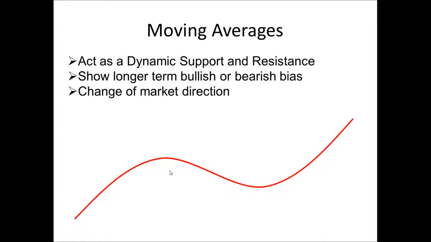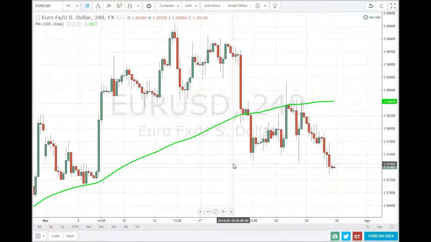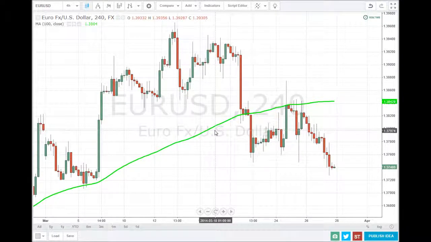Moving averages can be used in the following ways. They can act as dynamic support and resistance. They can show longer term bullish or bearish bias and a change of market direction. And we'll go to a price chart now and I'll show you how a moving average is used in technical analysis. This is a 4-hour chart of the Euro US dollar. I have a moving average on the price chart. The moving average is set at the period of 100.